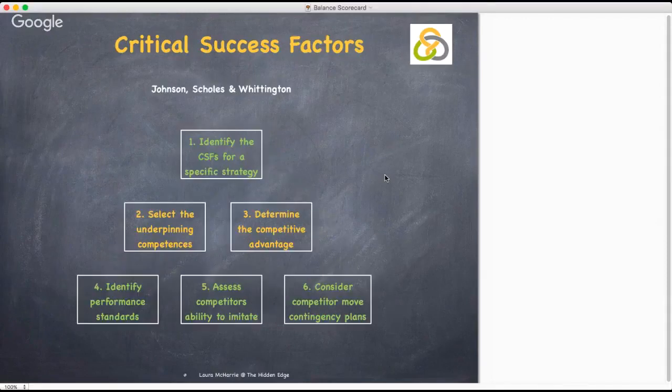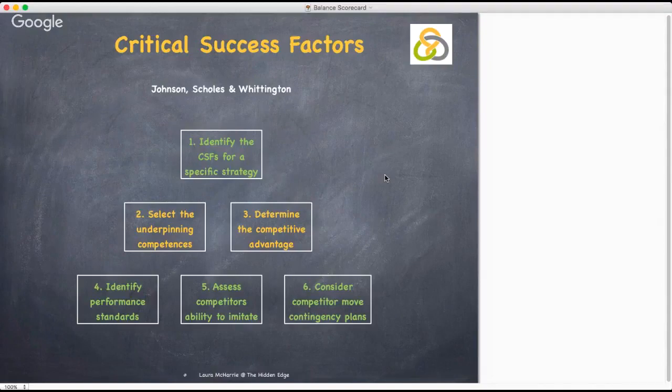Johnson, Scholes and Wittington created a list of 6 steps in creating and cascading the critical success factors, taking into account the financial resources and the skills that are needed and budgeting for them. Budgets are the main way in which resources are allocated to ensure that strategic purpose is realised. It's important to identify those components of a strategy that are critical in the organisation's bid to outperform the competition.